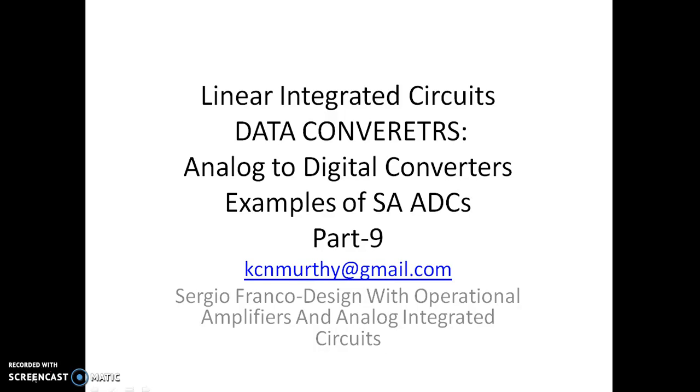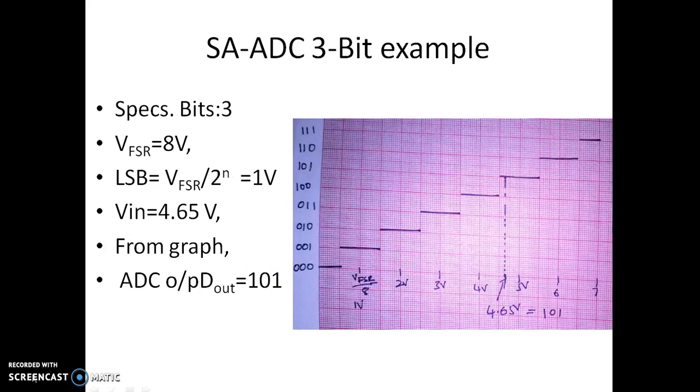In this video we are looking at analog to digital converters, some examples of successive approximation ADCs. This is the ninth part of A to D converters. We are considering a successive approximation ADC of 3 bit.